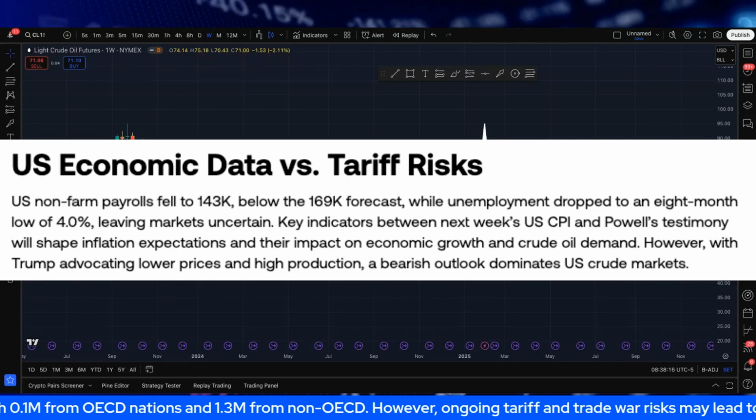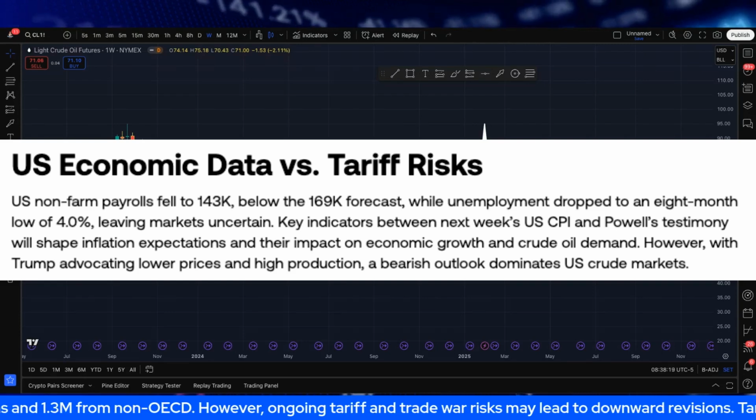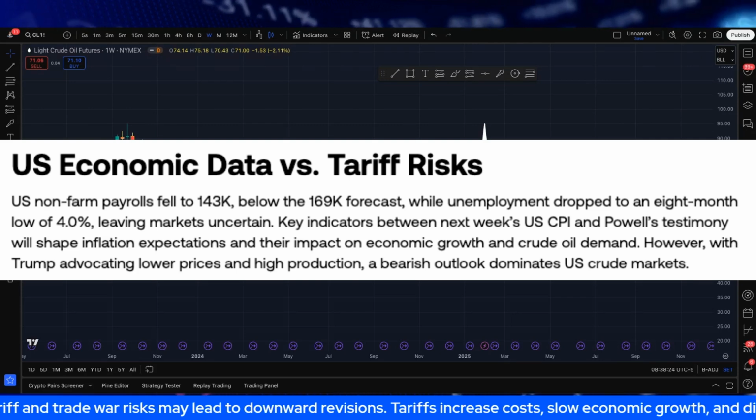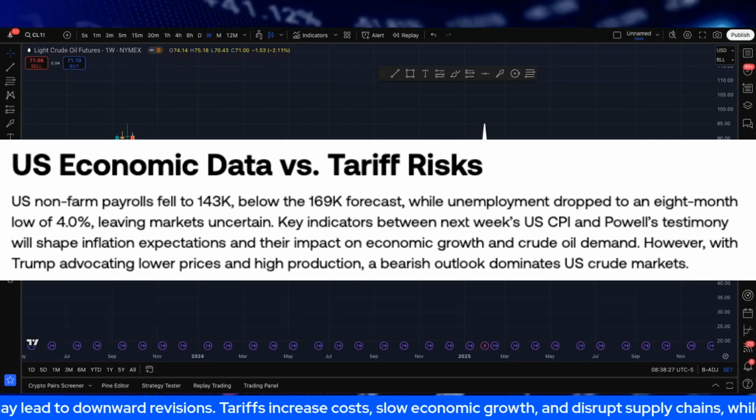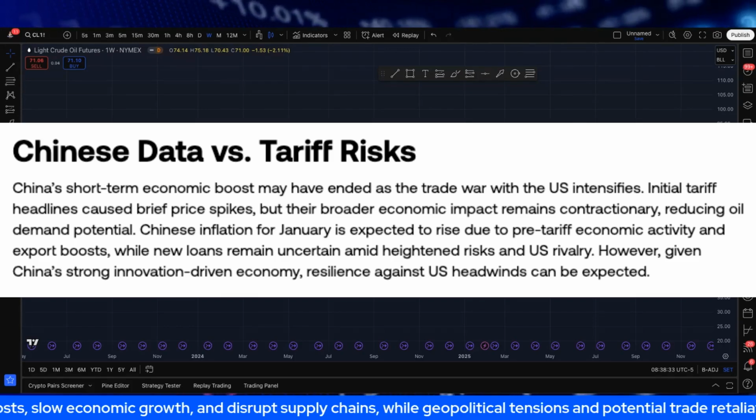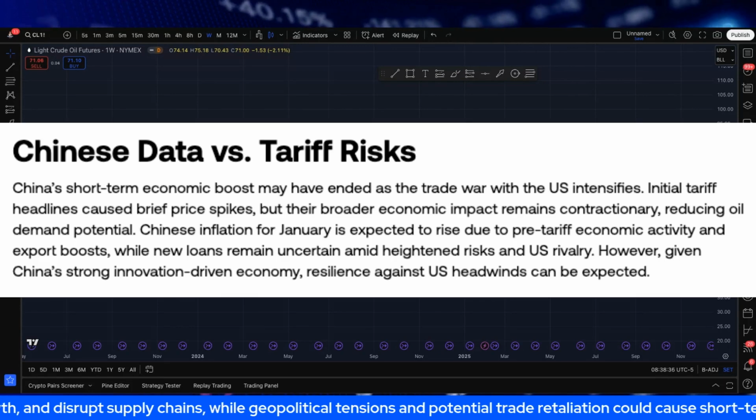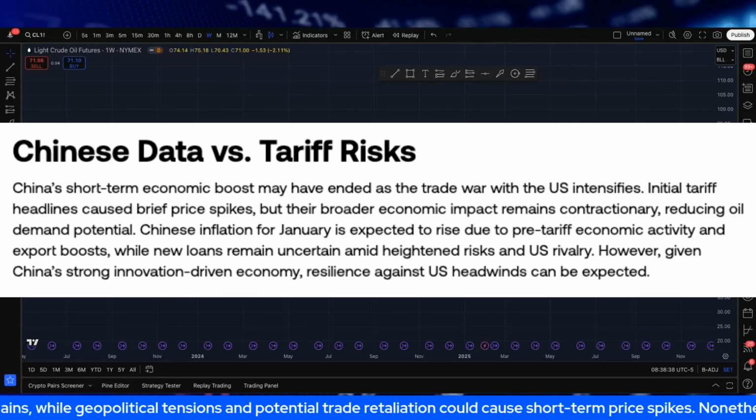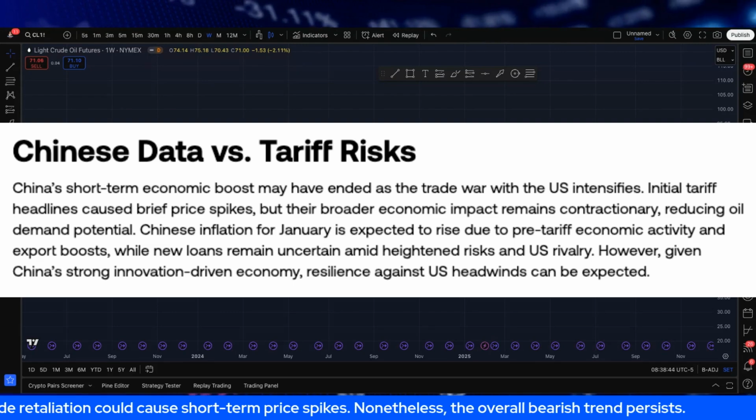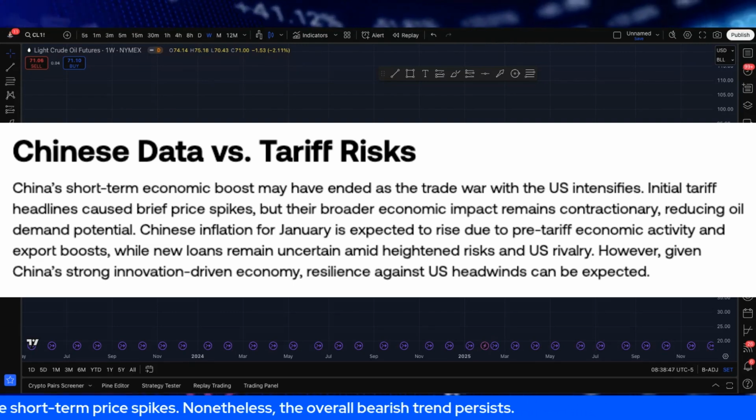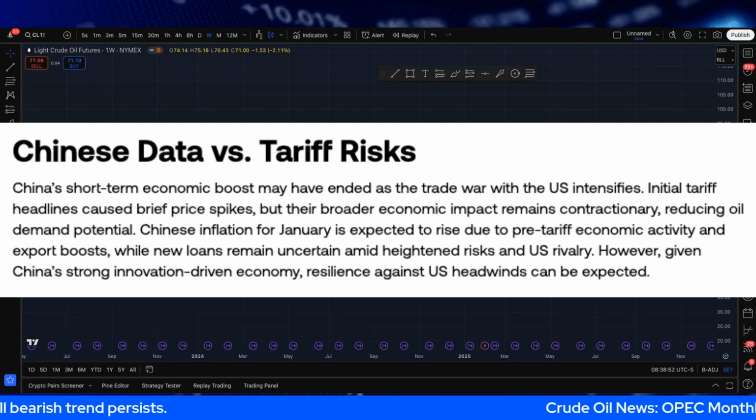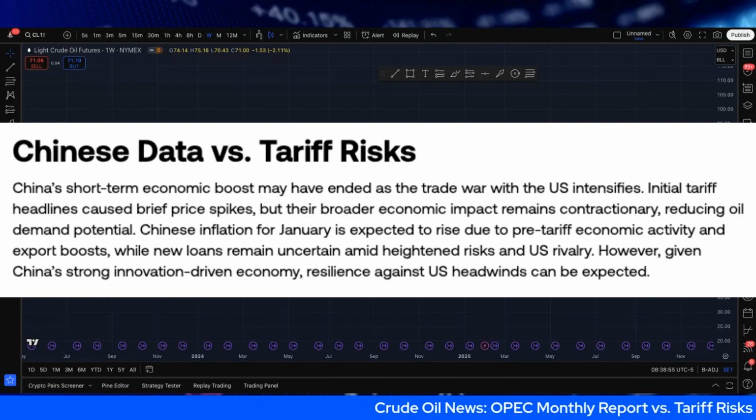Crude oil markets. So again, that last line is pretty important to remember, that even though we trade what we see and we're going to see some ups and downs, the overall structure of crude oil is still to the downside. Now, in some other very important news, which was the Chinese data versus the tariff risks, China's short-term economic boost may have ended as the trade war with the U.S. intensifies. Initial tariff headlines caused brief price spikes, but their broader economic impact remains contractionary, reducing oil demand potential. Let me say that again, reducing oil demand.